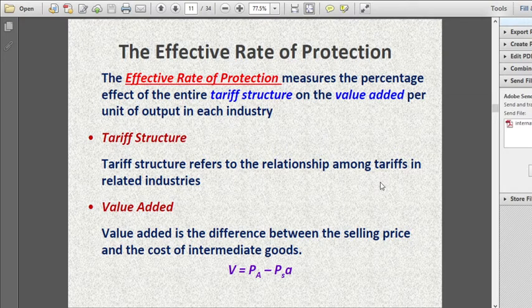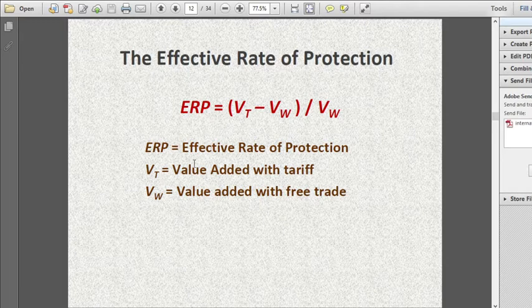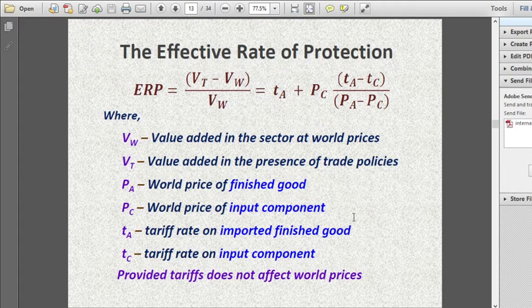PA minus PS and then small letter a. So, ano ba ibig sabihin nito? So, ito. The effective rate of protection is equal to value added with tariff minus value added with free trade divided by value added with free trade. Mamaya, pag-aaralan natin kung ano ibig sabihin ng PA.